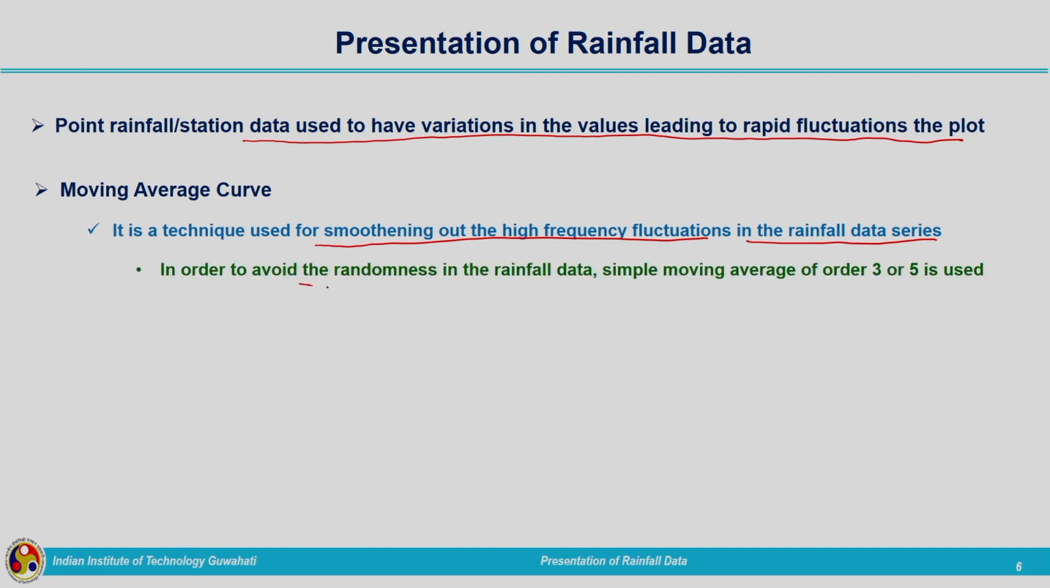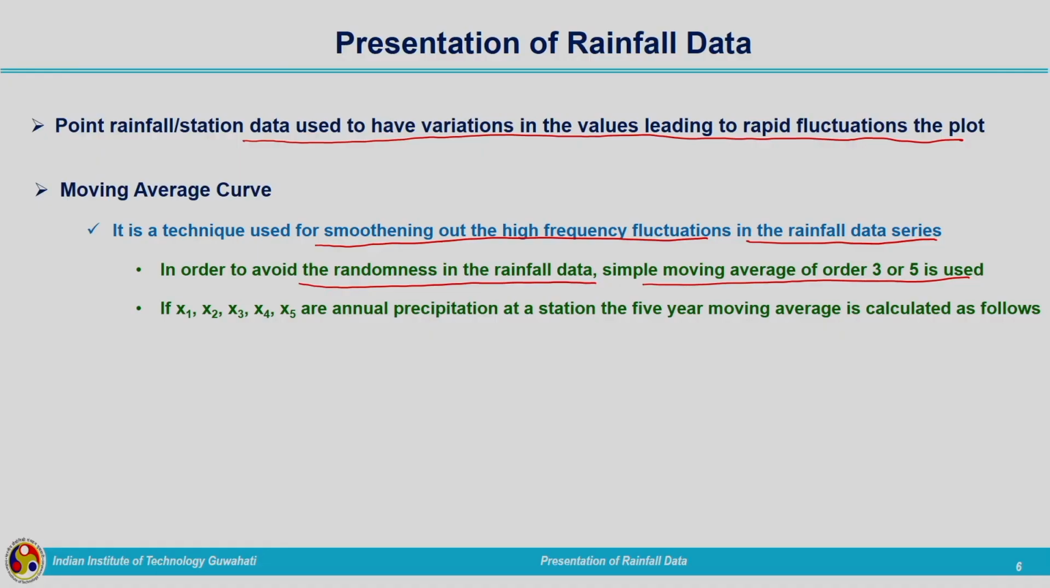In order to avoid the randomness in the rainfall data, a simple moving average of order 3 or 5 is used. Commonly used moving averages are: 3 data points considered, average taken; 5 data points considered, average taken. How it is done we will see, but this is utilized in order to avoid the random fluctuations. You can imagine a rainy day. That day morning it may be heavily raining, afternoon no rain, and evening again rain started. So, these types of peaks or fluctuations can be smoothened out by means of these moving averages.